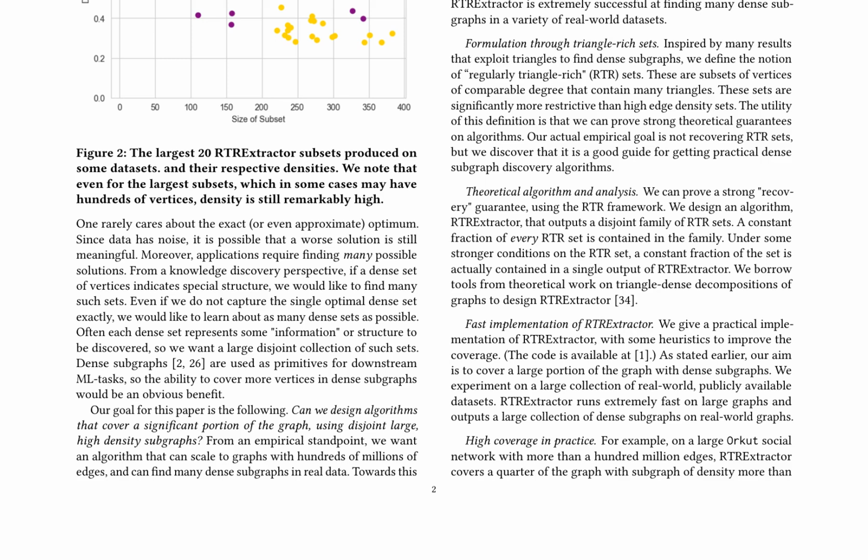The paper demonstrates the utility of RTR extractor for unsupervised graph discovery tasks, correlating the output with meaningful sets of similar vertices in a citation network. The authors' contributions include a new theoretical setup for dense subgraph discovery, accounting for triangle density, and the design of a provable algorithm, RTR extractor, that is extremely successful at finding many dense subgraphs in real-world datasets.